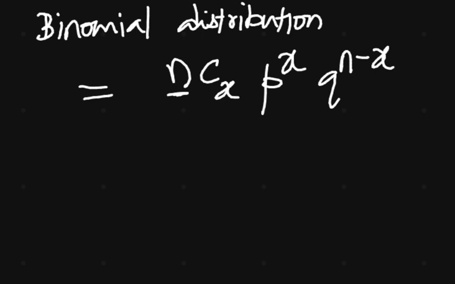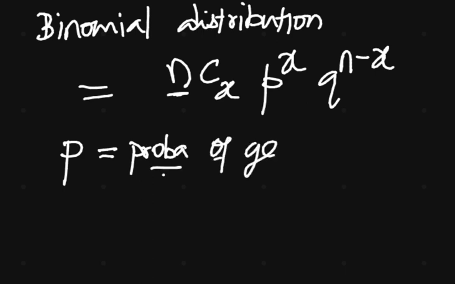In our lower classes, we have studied this distribution. This is a discrete distribution, right? And p denotes the probability of success and q denotes the probability of failure. x denotes the number of successes, right? So I'm going to define p as the probability of getting a male child.